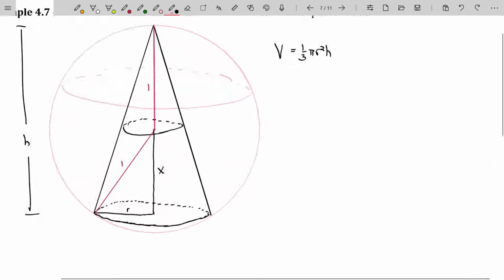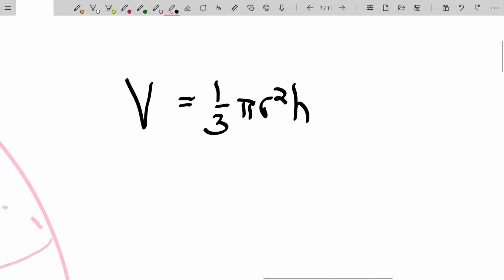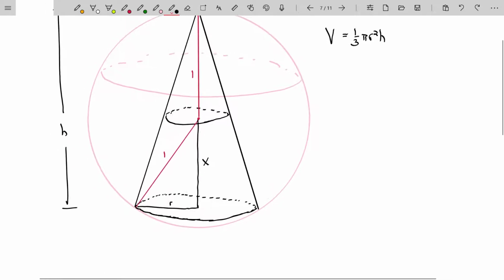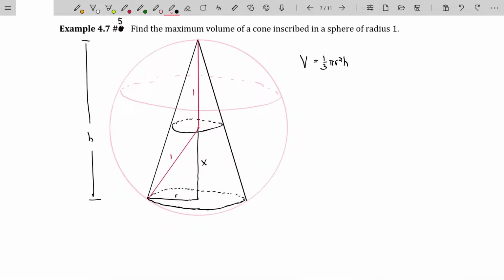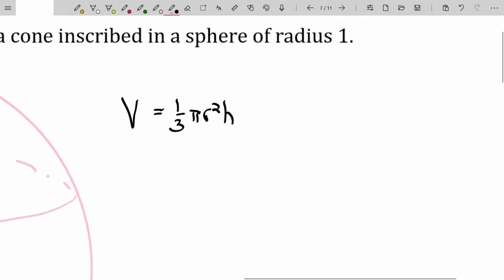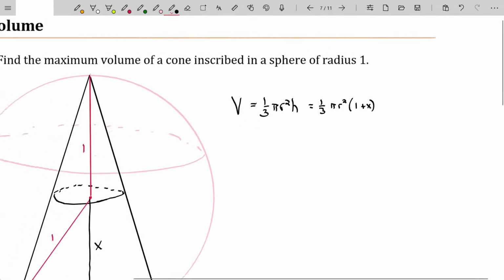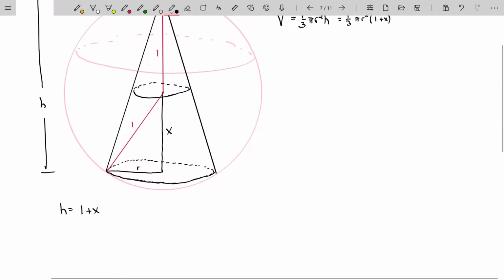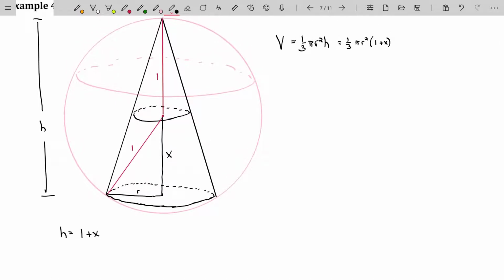So if I want to find a relationship between the base radius of that cone and h, I had better figure out a formula here. Well, h is equal to 1 plus that x value, right? So at least I could sub that in. I can say volume is equal to 1/3 pi r squared times 1 plus x. But now I still have too many variables, v, r, and x. Maybe I could find another relationship, this time between r and x.